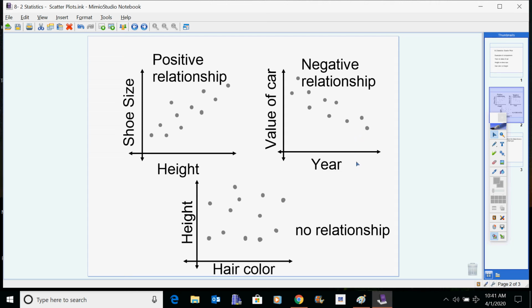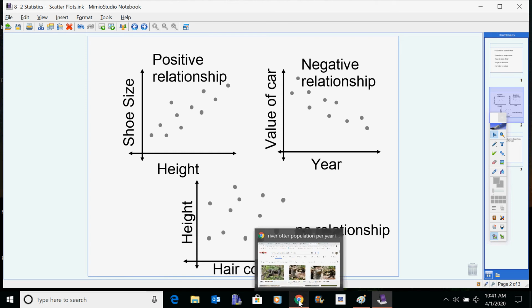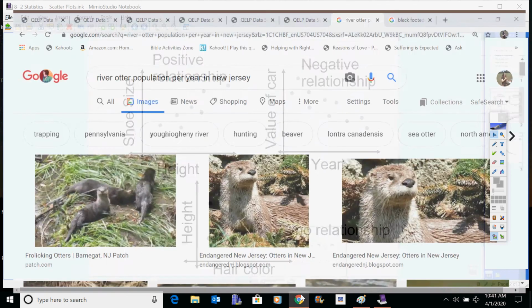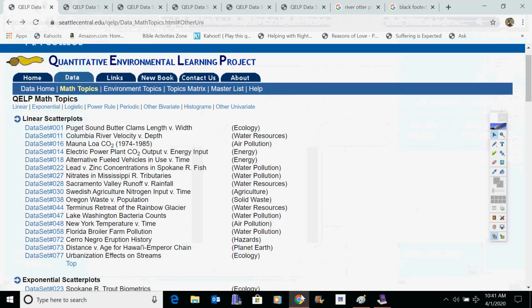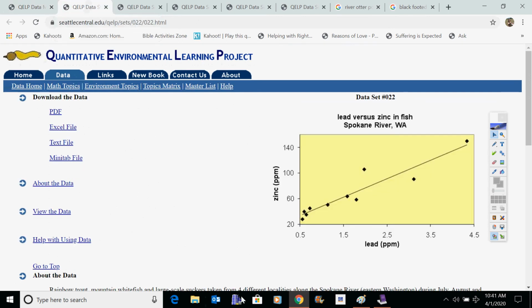Now, rather than just leave them as theoretical, I did look up some things on the internet that I'm just going to share with you. So none of these graphs are my own. They just happen to be what we're looking at. Oh, look, there's river otters. That's there for a little bit. So let's take a look at some of these others. I did go to a place where there was tons and tons of data, so I wanted to show you some real life scatter plots.